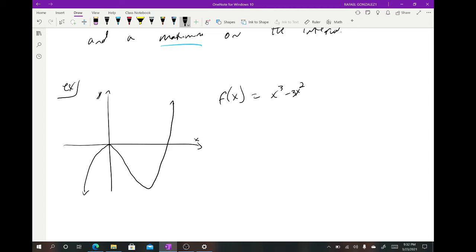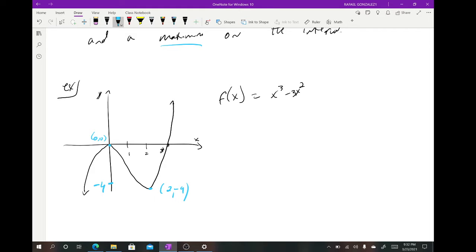Okay, and it has x-intercepts at 3 and at 0. Now you see these values, from this picture we will see this value here and this value here. This is the point 0, 0, the origin, and this is going to be the point 2, negative 4.